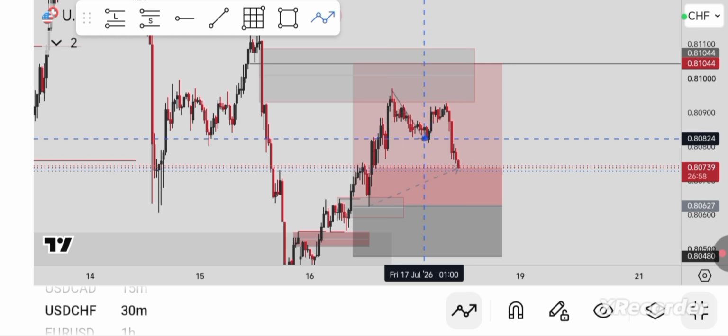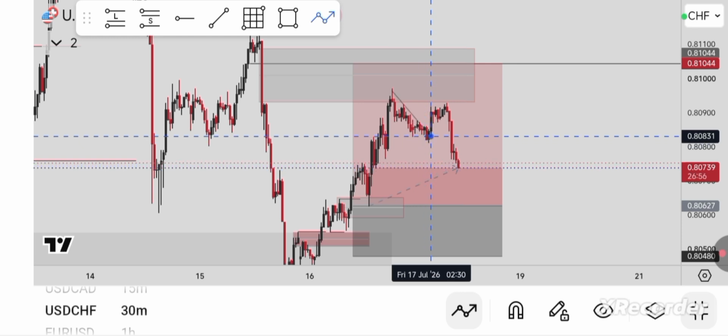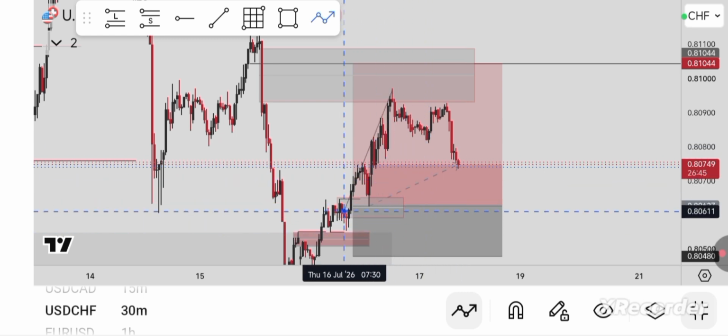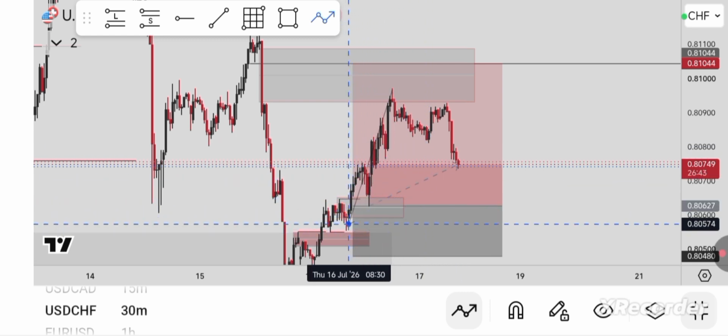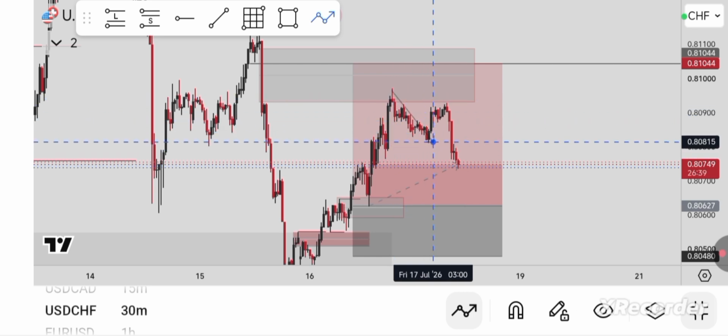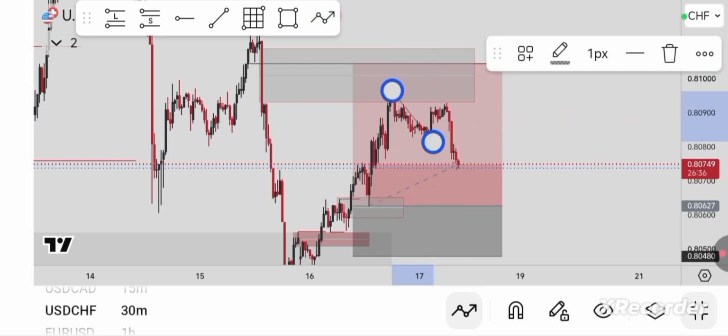This is what we call trade management. One thing is to analyze the market. Another thing is to have good trade management, an exit plan and an entry plan. As you can see, this was my entry plan, and this is the exit plan. That is it for that one.